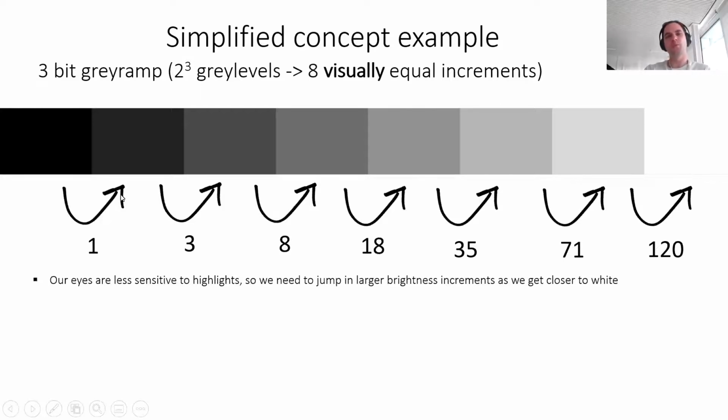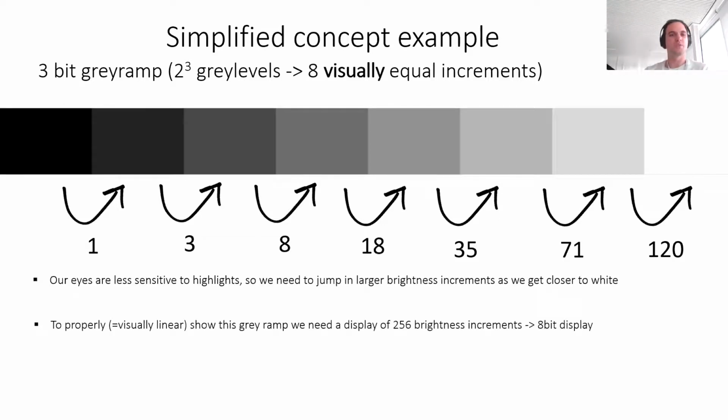If we make one jump in brightness from the first to the second, we need to make 3 jumps to go from the second to the third, and we need to make 8 jumps from the third to the fourth, and so on. So you see that the closer we get to the white, the bigger the jumps in brightness increments we need. These numbers are just illustrative, but I chose them in such a way that this was leading up to 256 increments that I would need in my display to properly show a gray ramp, which is going smoothly from black to white.